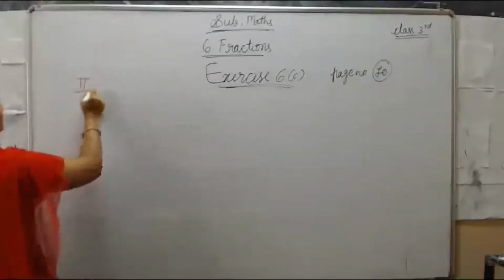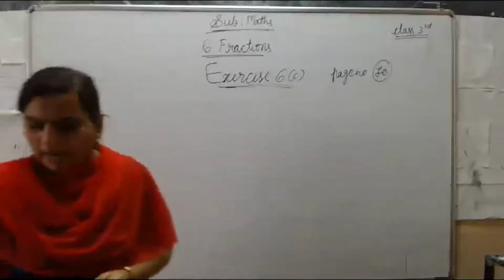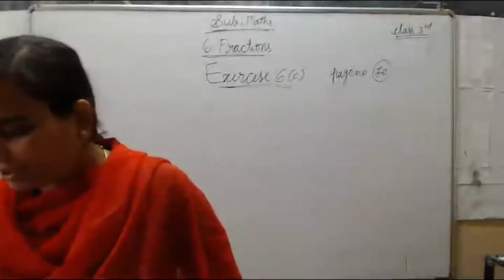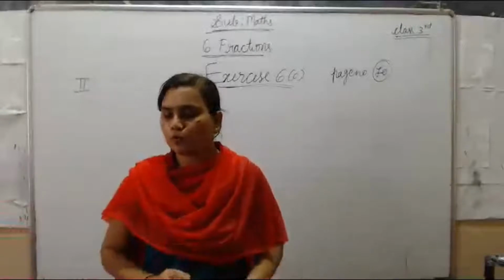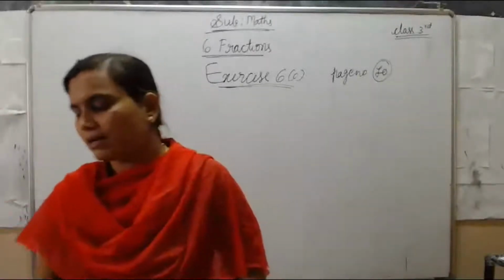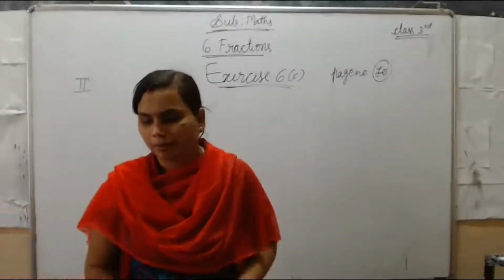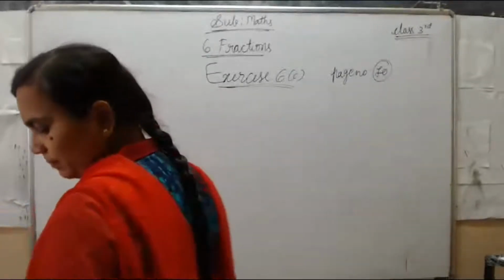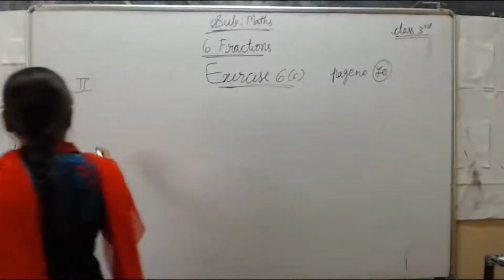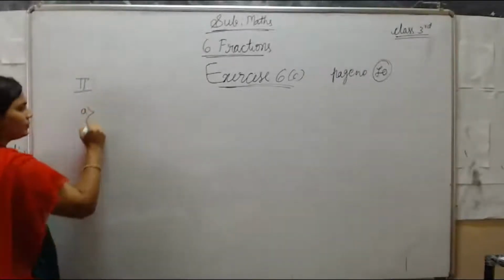Second one. What is that? Divide the collection into 2 equal parts and write the number of objects in each part. Students, in A1, what are they given here?